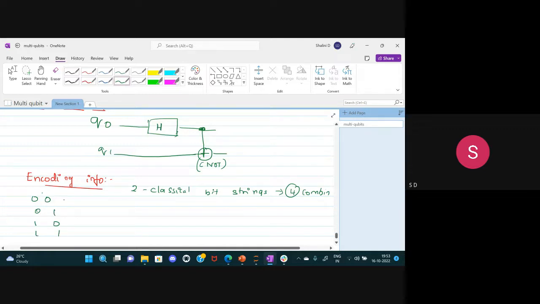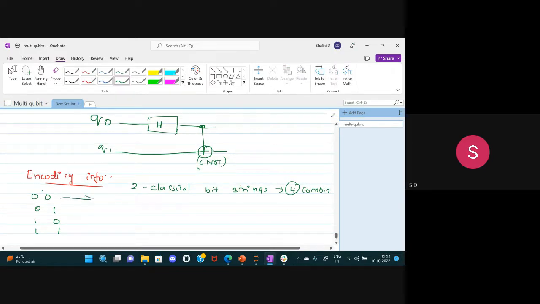So if you want to send 00, you need to apply the identity matrix. Identity matrix is nothing but 1 0 0 1. I will erase it and write it. For 00, we have to apply the identity matrix.